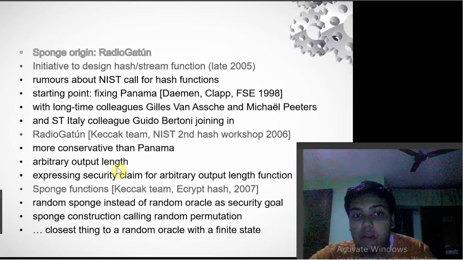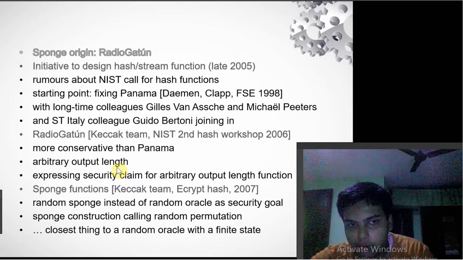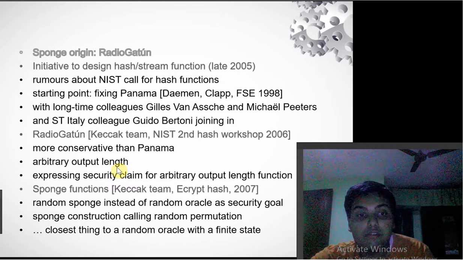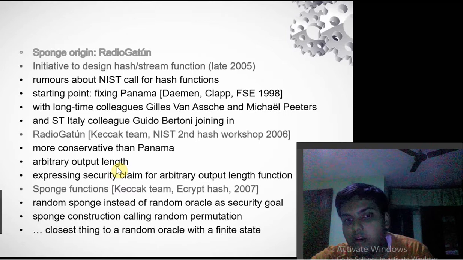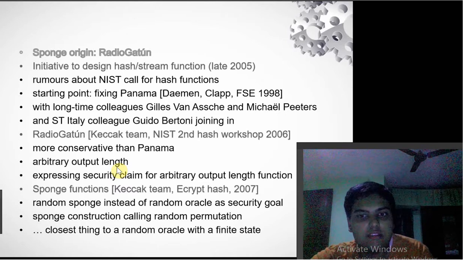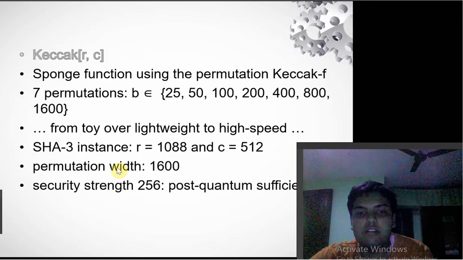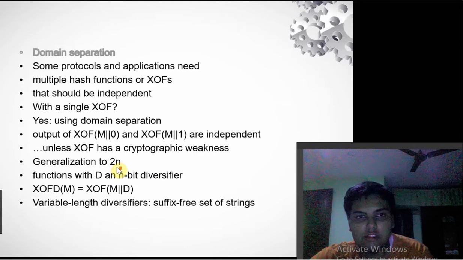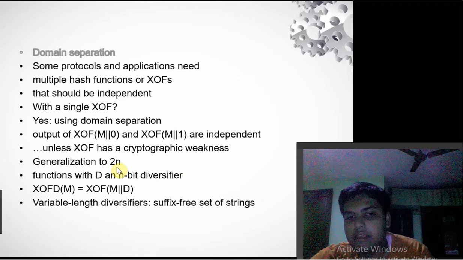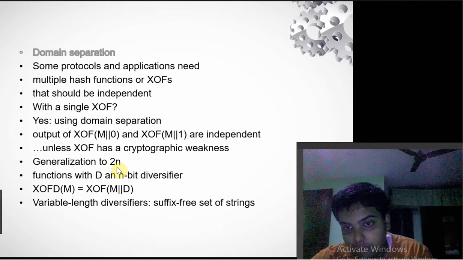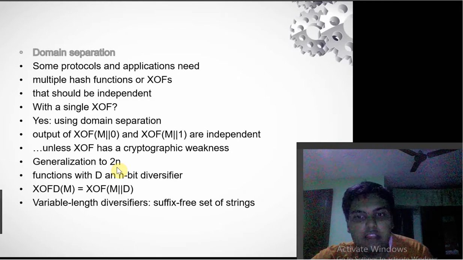It gives an arbitrary output length, expressing a security claim for an arbitrary output length function. Sponge functions are the closest thing to a random oracle within a finite state. Security strength is post-quantum sufficient. Domain separation: functions of D and an n-bit diversifier. XOF D of M is equal to XOF of M parallel D. Variable length diversifiers form a suffix-free set of strings.